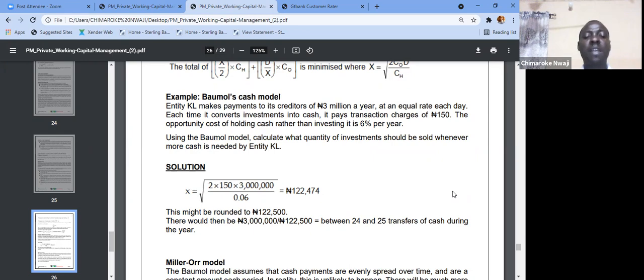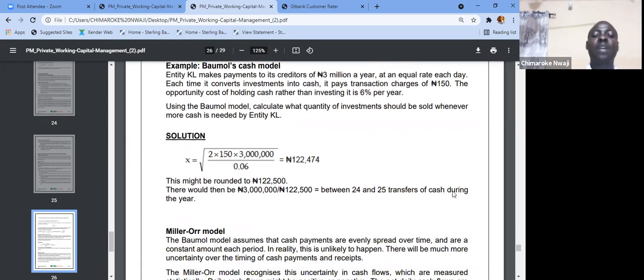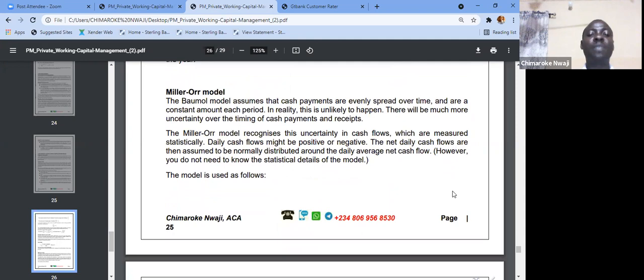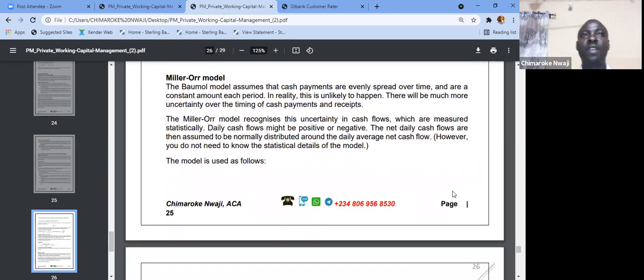Now, what about the Miller-Orr model? The Miller-Orr model is fashioned in the same way as we have the other inventory levels, where we have a reorder level, minimum level, and maximum level. So here, the Miller-Orr model recognizes that cash flow is uncertain, and so it decided to bring those safety levels.